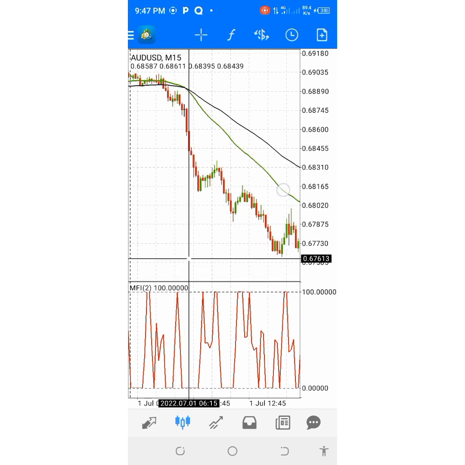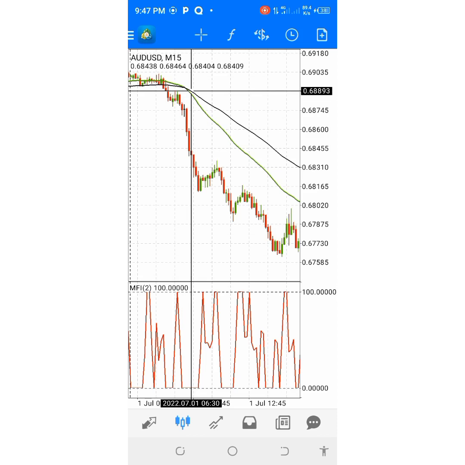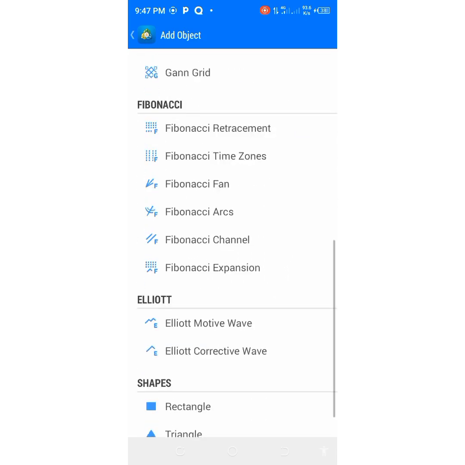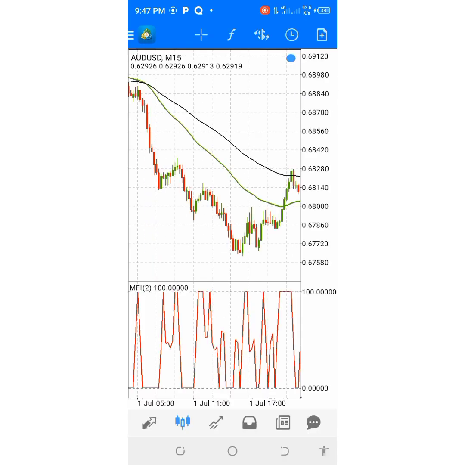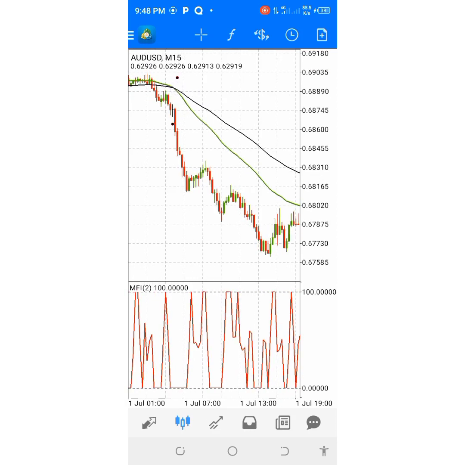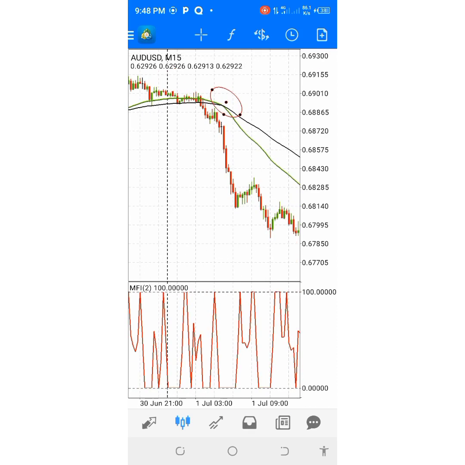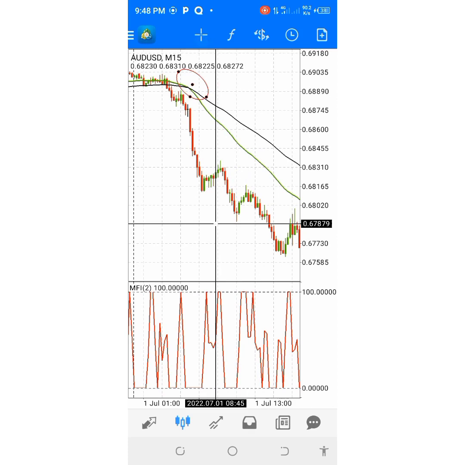And another thing is you can wait to have a crossover like here. See it here, there is a cross here. So you can wait to have crossover like here, or you just follow it as I said.